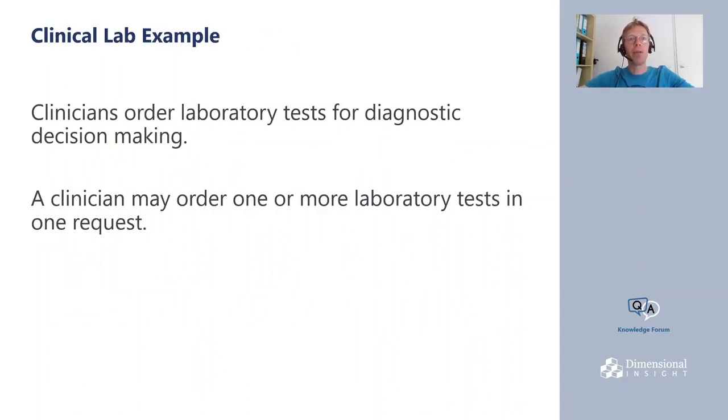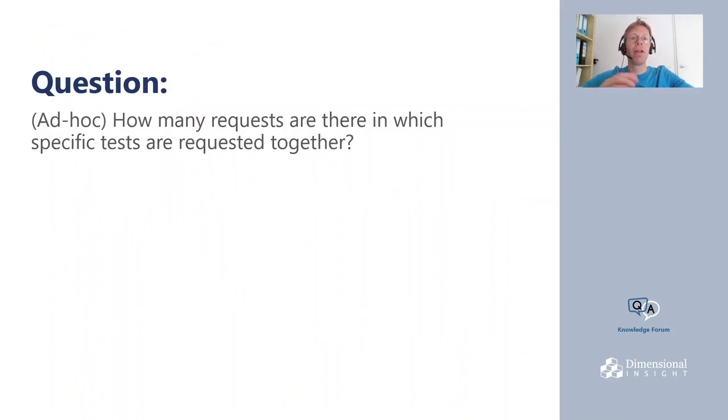The example I want to discuss is a clinical lab example, where clinicians order laboratory tests for diagnostic decision making, and a clinician may order one or more laboratory tests in one request. Suppose that we want to know how many requests there are in which specific tests are requested together, for example two specific tests requested together in one request.